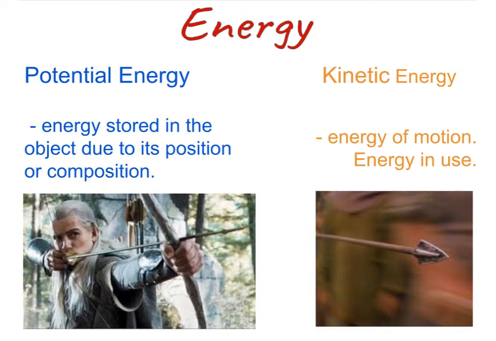Kinetic energy is the energy of motion. You can think about it as energy in use. When the string was released, potential energy of the string was converted into kinetic energy of the moving arrow. All the potential energy of the string now is a different form of energy, kinetic energy of the arrow, which in its turn will be converted into another form of energy when it hits its target. So energy is never lost. It is just converted into a different form of energy.